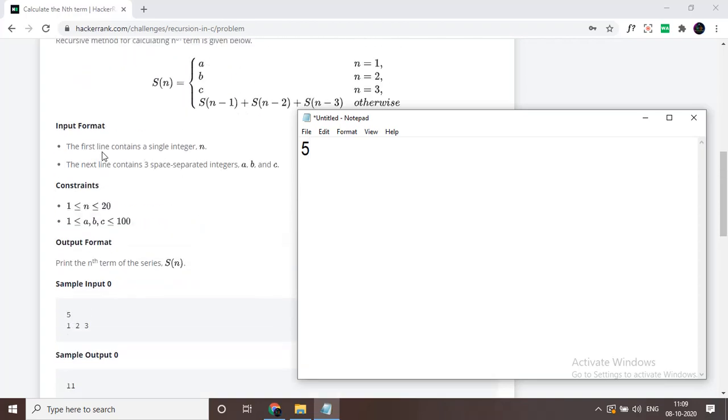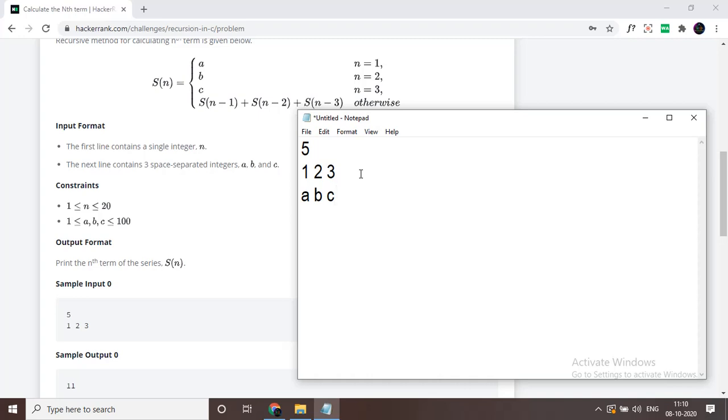These are the first three numbers: this is a, this is b, and this is c. We have to find the fifth term. The first three terms of the series are going to be 1 2 3, and we have to find the fourth term and the fifth term also. What is the output of this one?